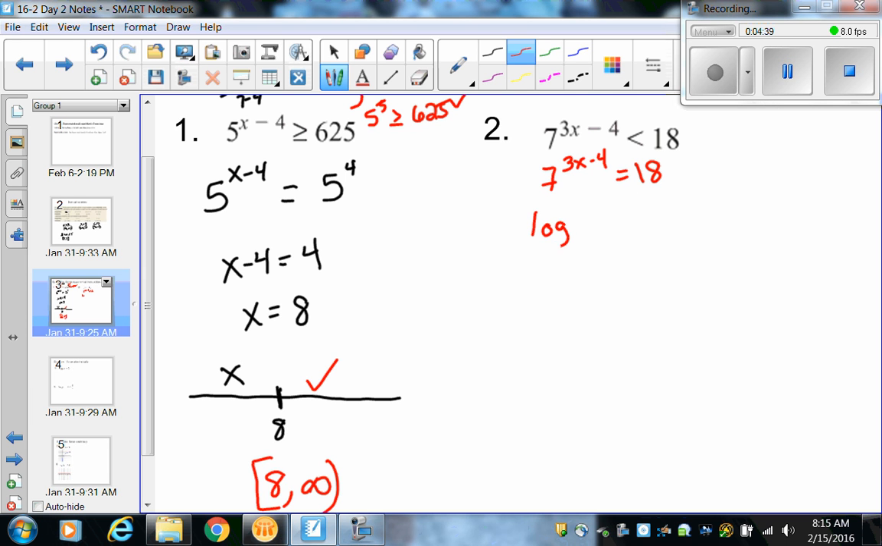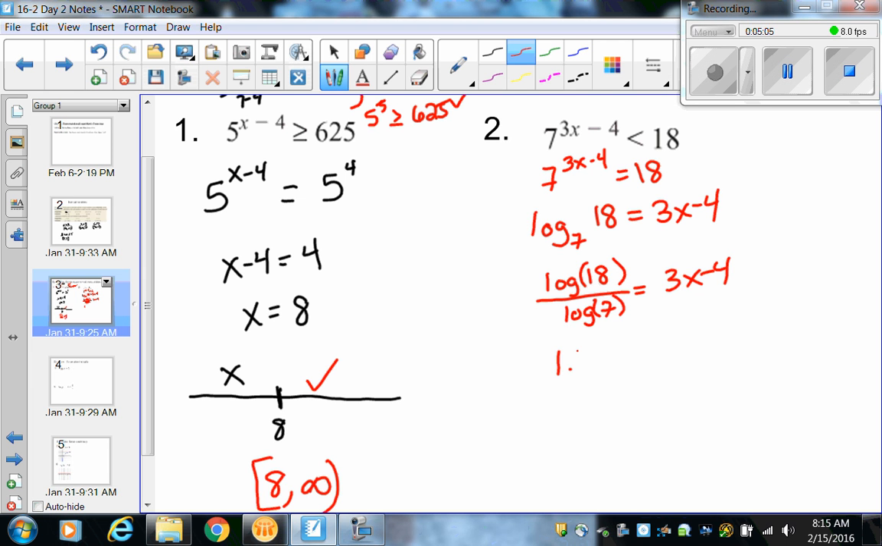So I can rewrite that as log base 7 of 18 equals 3x minus 4. I can use the change of base formula here, which is log of 18 divided by the log of 7 equals 3x minus 4. Type this in your calculator and round it to decimal places, and you should get about 1.49. Add 4 to both sides, and divide by 3.